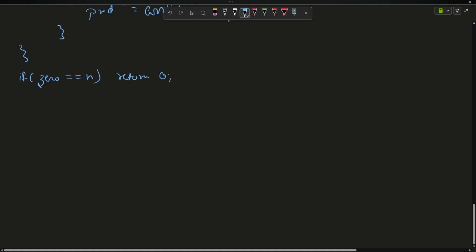Second case we saw is if negative equals 1, that is, there is only one negative element, and 0 equals n minus 1, so all the elements are 0 other than the negative. In that case also return 0. We already discussed that negative is obviously less than 0.